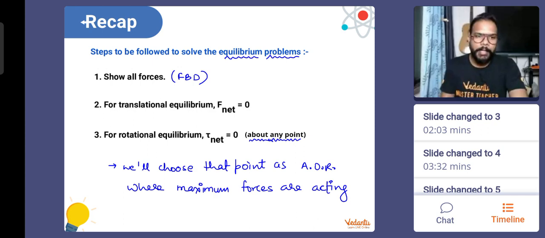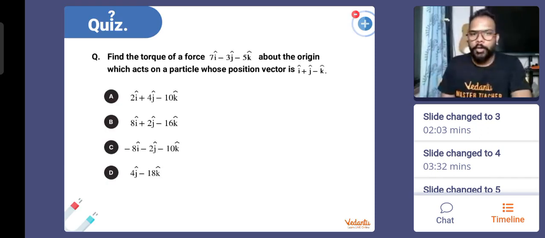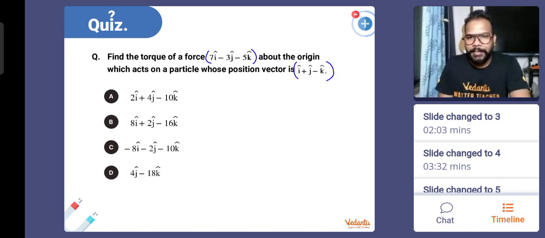Let's have a quick round of questions, and then we will actually be continuing today with more application of torque. So all of you try to solve these questions. Question number 1 on your screen. Find the torque because of the force given, 7I cap minus 3J cap plus 5K cap, about the origin, which acts on a particle whose position vector is given. That means the r vector is given to you.